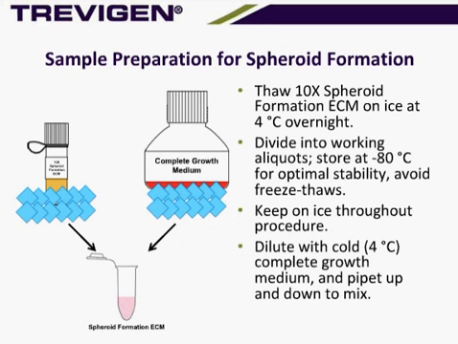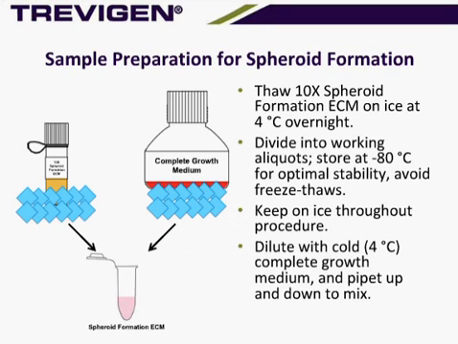Okay, so now we can talk about how we actually mix things together. We start off thawing our 10x spheroid formation ECM on ice at 4 degrees Celsius overnight. So we want to have it on ice and in the refrigerator. These extracellular matrix proteins will polymerize at temperatures between 15 and 20 degrees Celsius. So we want to keep them cold.